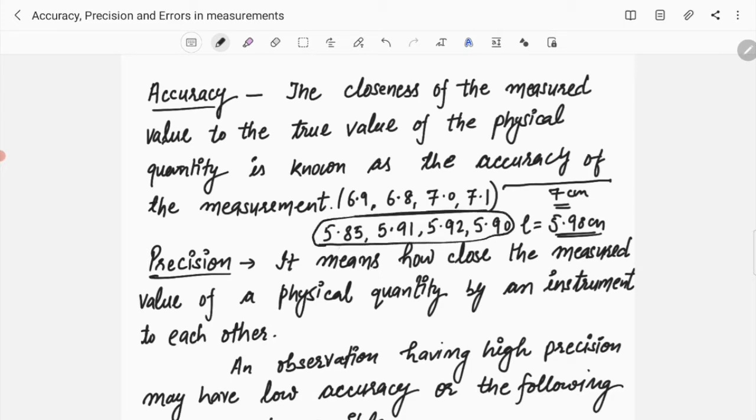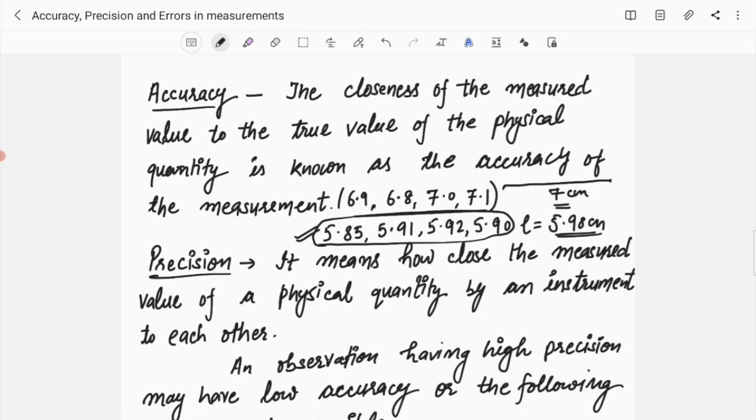But you will see that these values are not close to the exact or true value of the length of the glass slab. So we will say that these measured values are not showing accuracy. These are not accurate measurements.